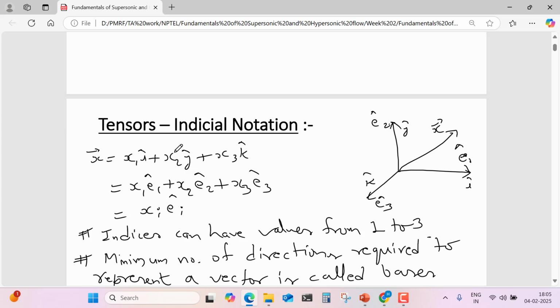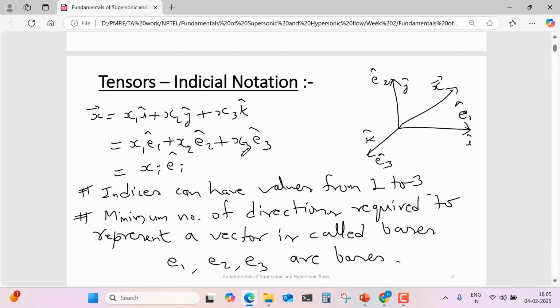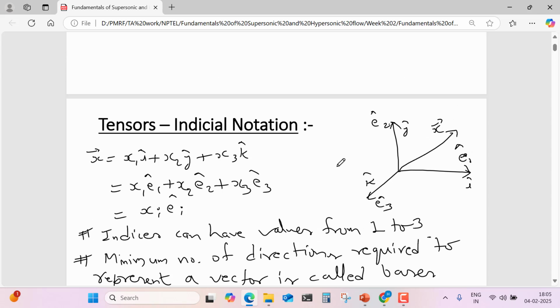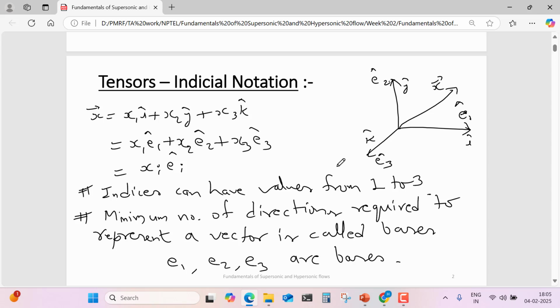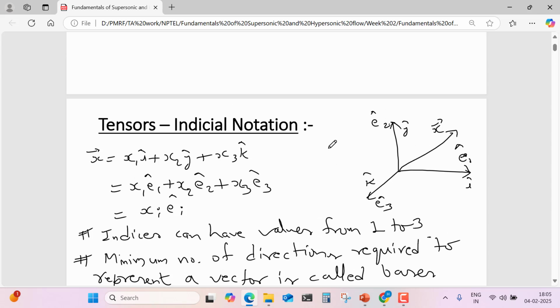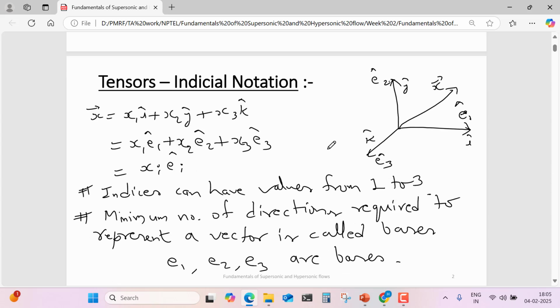So in week 2, mainly the tensor notations, some vectors, and their applications were discussed. We will start with the tensors. In the tensor, we will study the indicial notation. Using the indicial notation, we can write a long equation in a very short form.